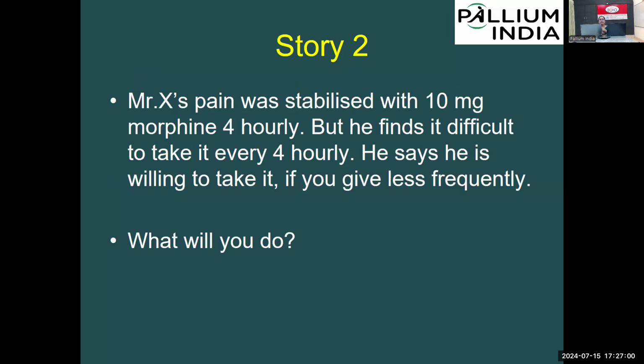So now, moving on, this patient who was on 10 milligrams of morphine 4 hourly finds it very difficult to take it every 4 hours. He understands that it is important to take this medication to be pain-free, but he requests if this can be given less frequently. What can be done? How will we go about this?